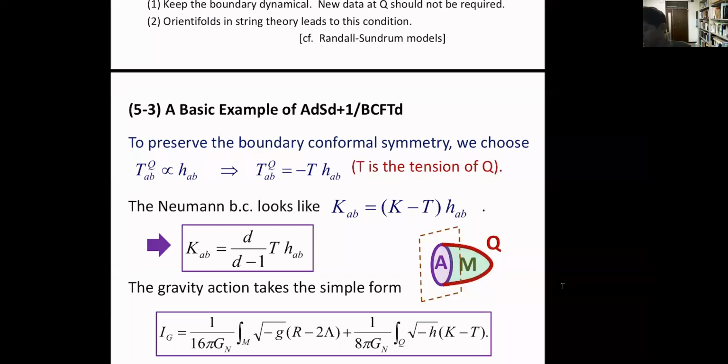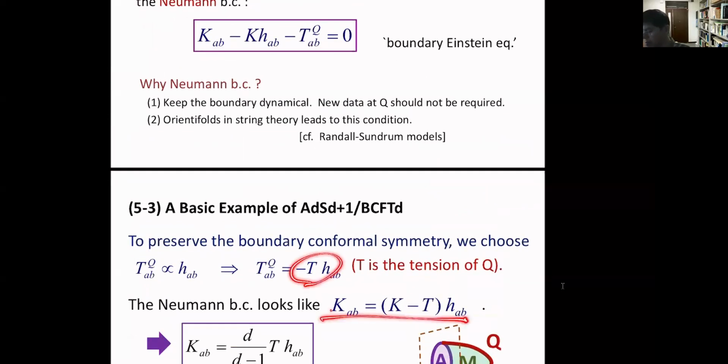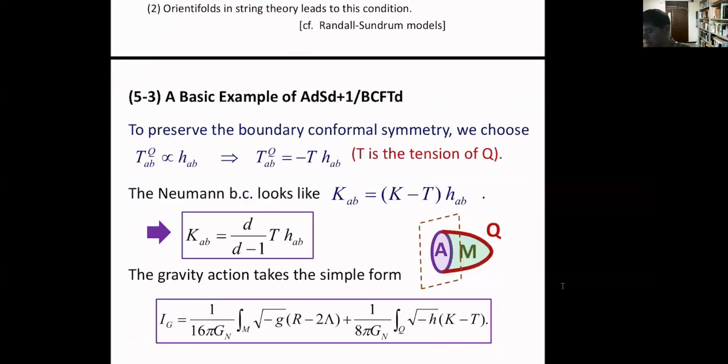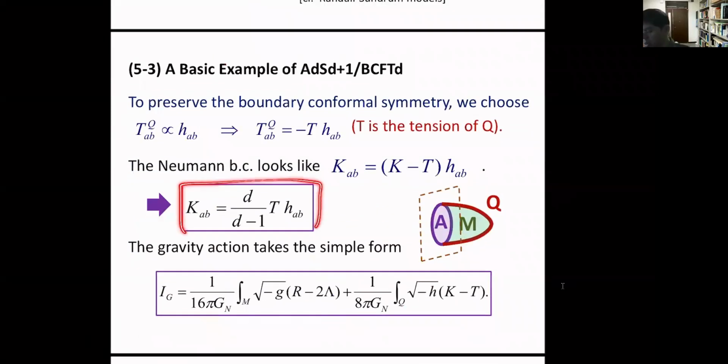Okay, and then the Neumann boundary condition looks like this. This equation we can just rewrite by plugging in. It looks like this, and we can easily solve this. It's just K_ab is proportional to h_ab and proportional to the tension T, and its coefficient is fixed by this.